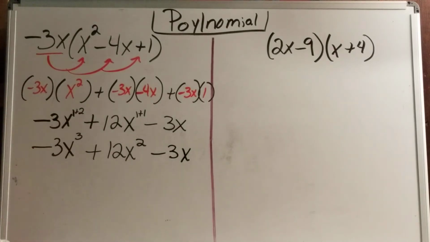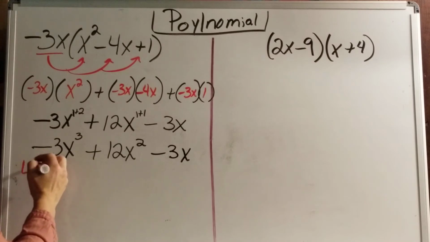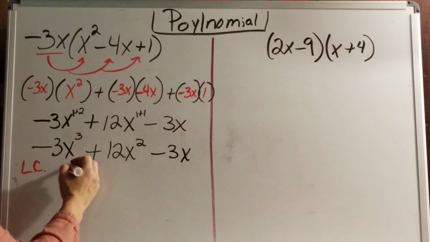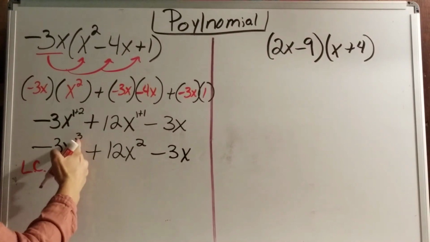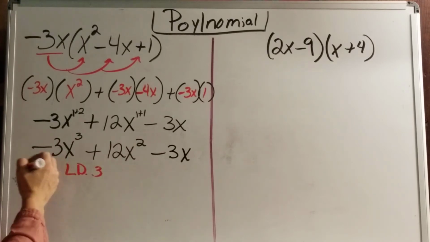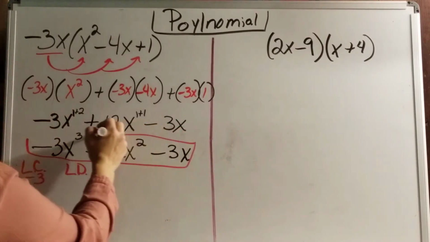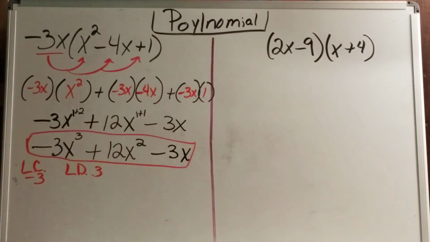And it is written in descending order. So if I was to state the leading degree, it is 3, and the leading coefficient is negative 3. This is written in the correct notation, and that is my final answer.